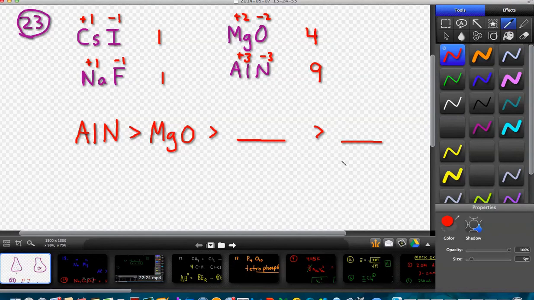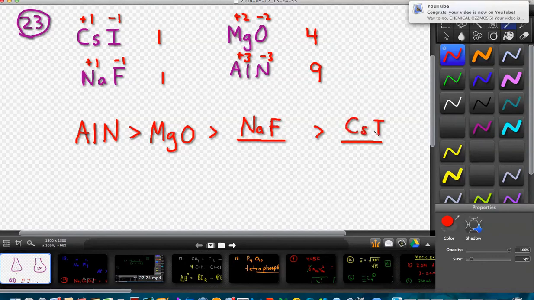Now, size also matters. Sodium is smaller than cesium, fluoride is smaller than iodide. These will get closer together, and so NaF will have the next highest melting point, followed by CsI. So highest to lowest.